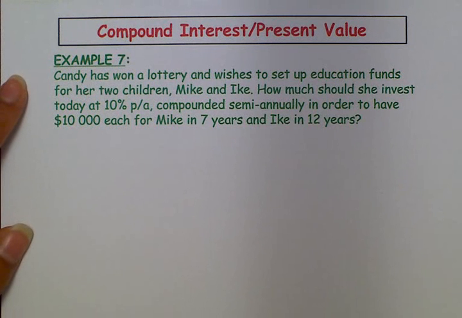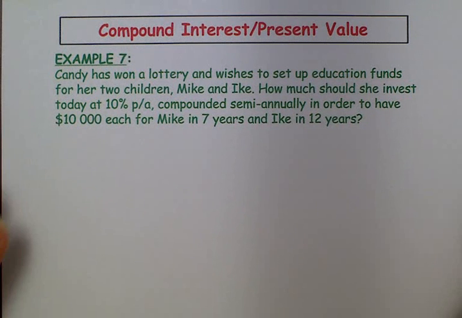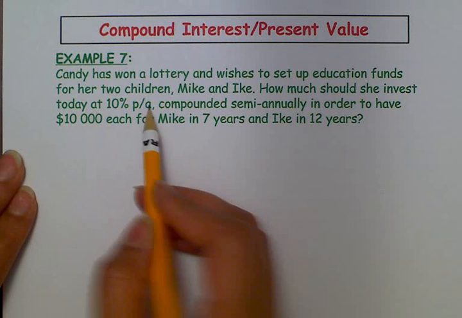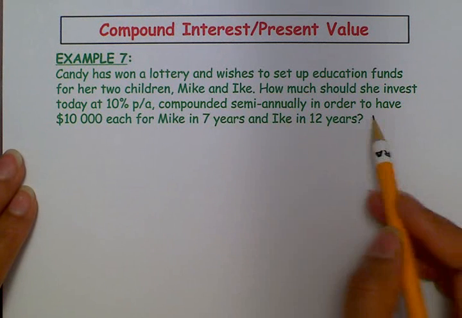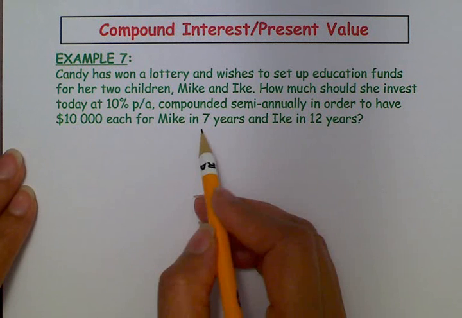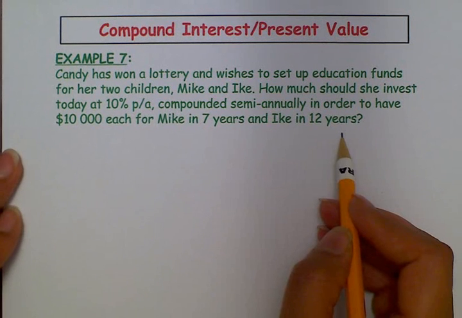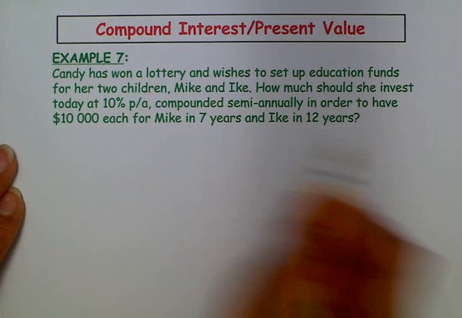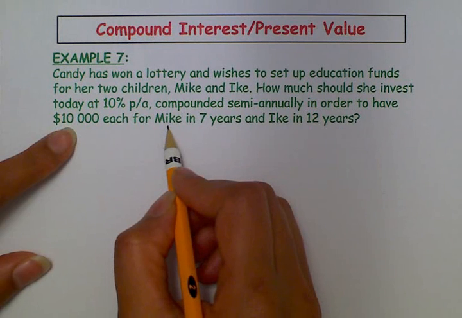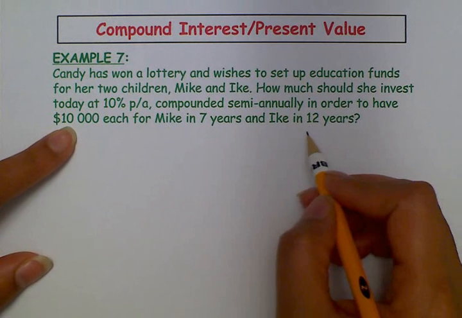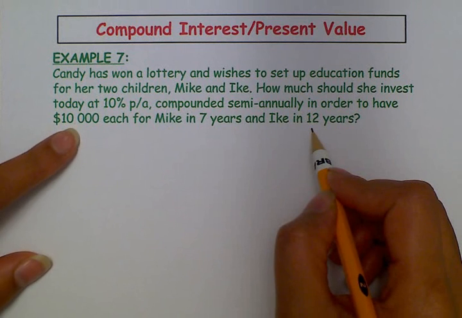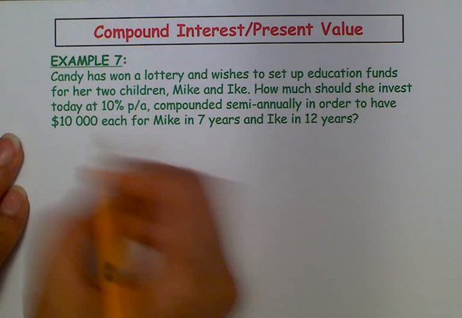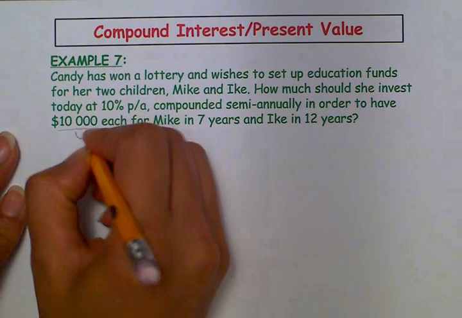So, if we take a look at what information we're given, first of all, we want to know how much she should invest today at 10% per annum, compounded semi-annually, in order to have $10,000 each for Mike in 7 years and Ike in 12 years. So this question actually has two parts to it. We want to know how much she should invest for Mike so that he has $10,000 in 7 years, and then how much she should invest for Ike so he has $10,000 in 12 years.